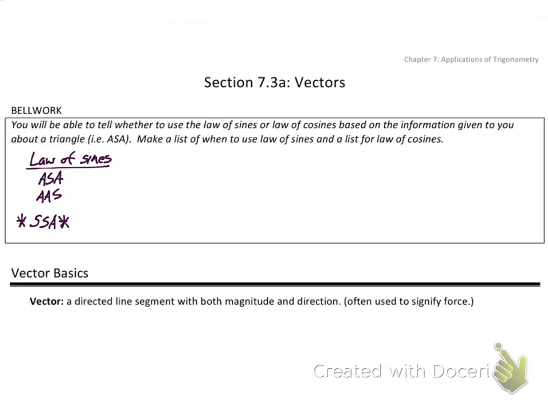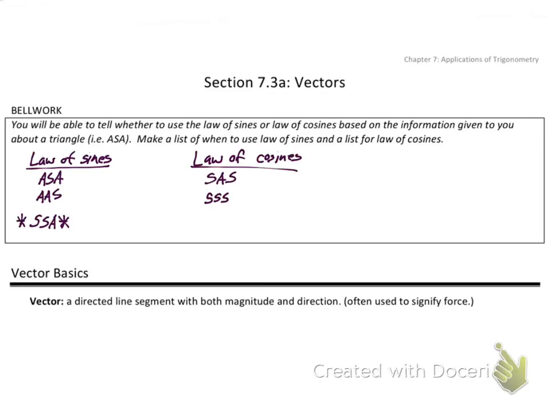All right, law of cosines. Well, that's going to be the other two cases where we have side, angle, side, and if we're given side, side, side. And remember, the good thing about these laws is it doesn't have to be a right triangle. Up until now, it always had to be a right triangle. These work for any triangle, including right triangles. Okay?